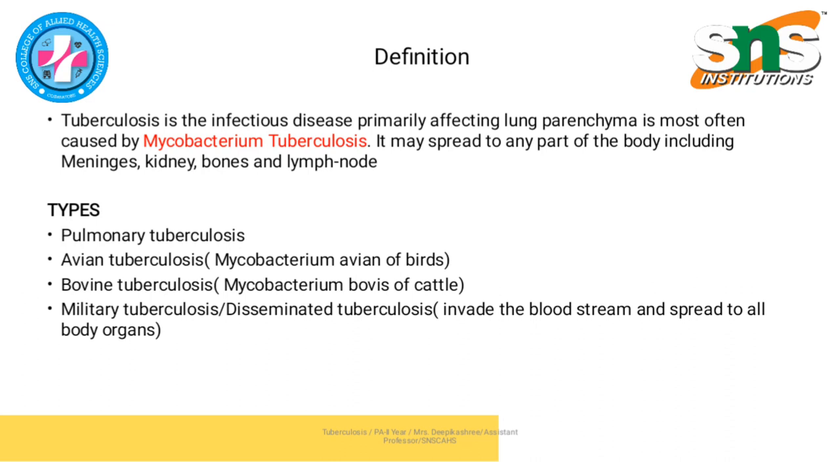The definition of tuberculosis: it is an infectious disease primarily affecting the lung parenchyma, most often caused by Mycobacterium tuberculosis. The types of tuberculosis are pulmonary tuberculosis, avian tuberculosis, bovine tuberculosis, and miliary tuberculosis.